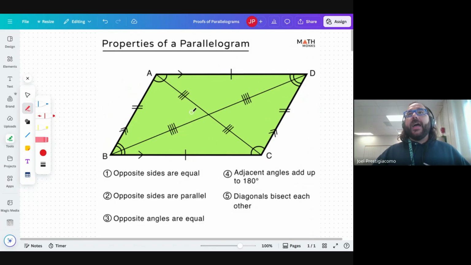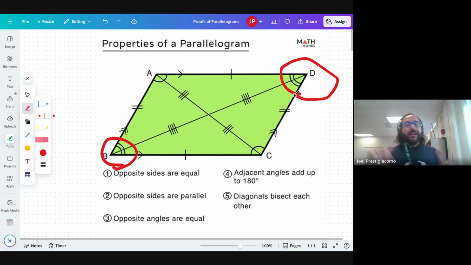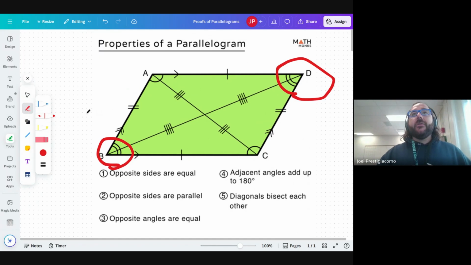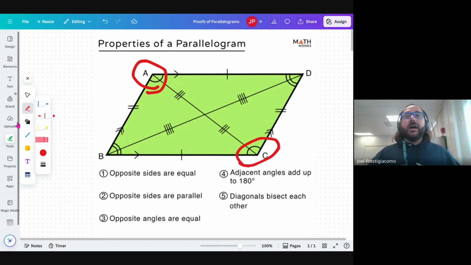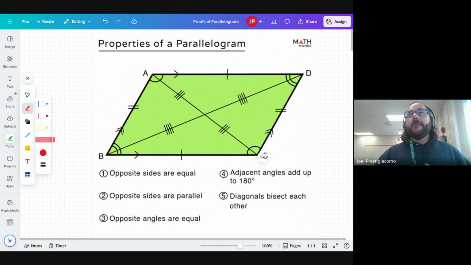What goes along with that are a couple of other things. Opposite angles are going to be equal, right? So again, they're diagonal from each other. They're not next to each other. They're not neighboring angles. They're opposite angles. So those are going to be equal. That's important. You'll see these are congruent angles as well. They're going to be equal.